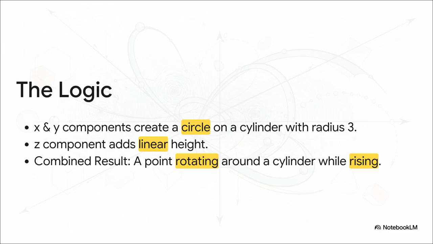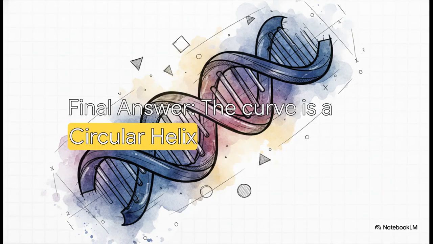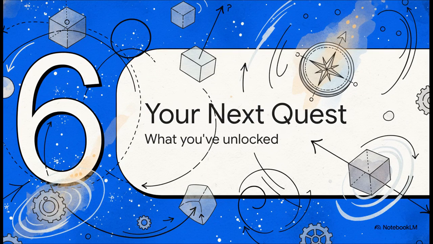So what shape do you get when you rotate and rise at the same time? You get a beautiful circular helix. We have defeated the final boss and identified the curve. Fantastic job! All right, let's wrap this up.